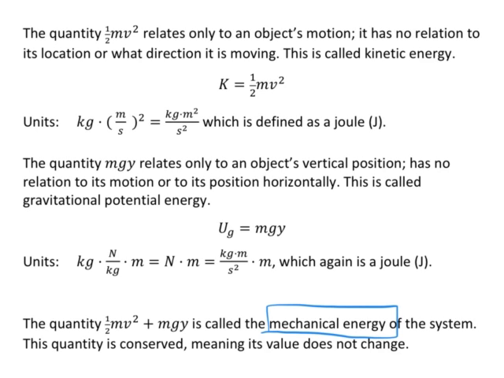And what I just tried to show you here, through a real quick example, is what it means for that quantity to be conserved. It means that the total value of 1/2 mv squared plus mgy never changes, even though the individual amounts certainly do as the ball moves up or down.